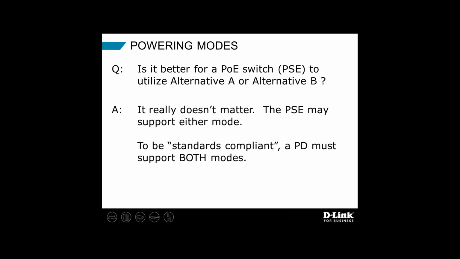A PSE, power sourcing equipment, can support either mode. And that's because the PD, your IP camera, your access point, to be standards compliant, must support both modes. So a PSE, an Ethernet switch, can put the power on 1, 2, 3, 6, or 4, 5, 7, 8, because the powered device can accept it either way. It can take it on 1, 2, 3, 6, or it can take it on 4, 5, 7, 8, if it's a standards compliant PD.